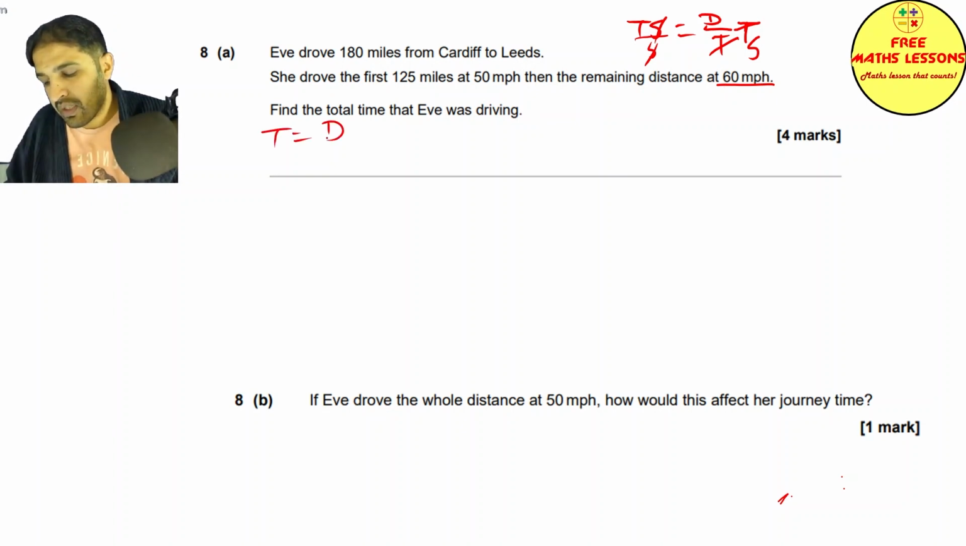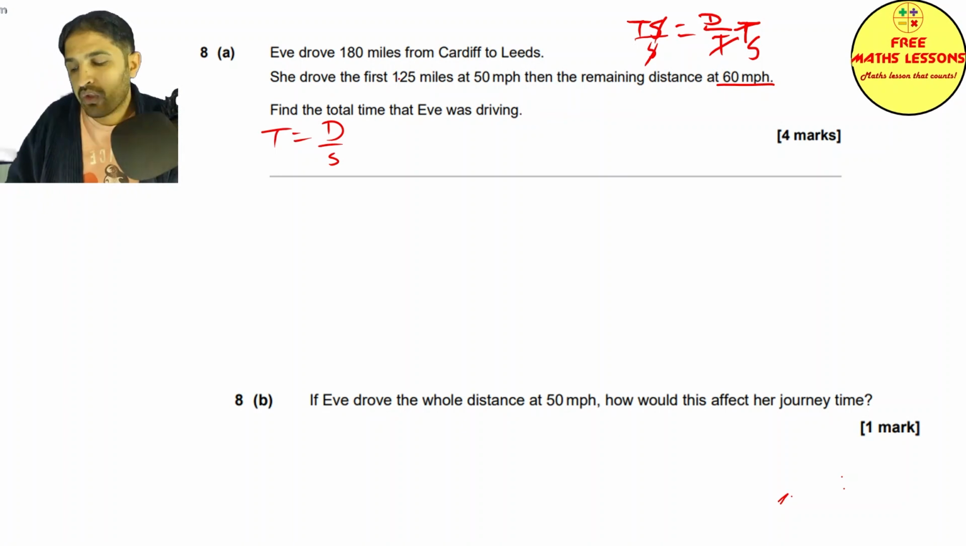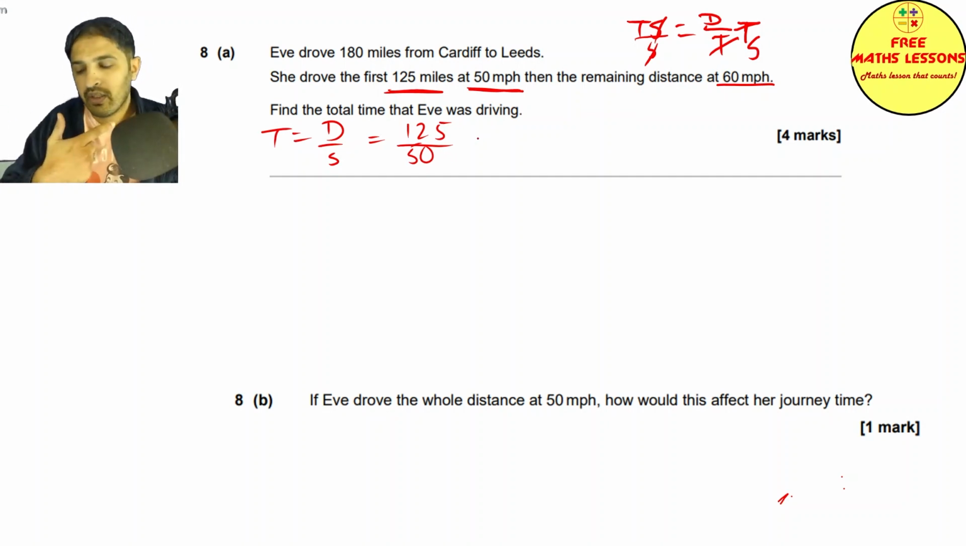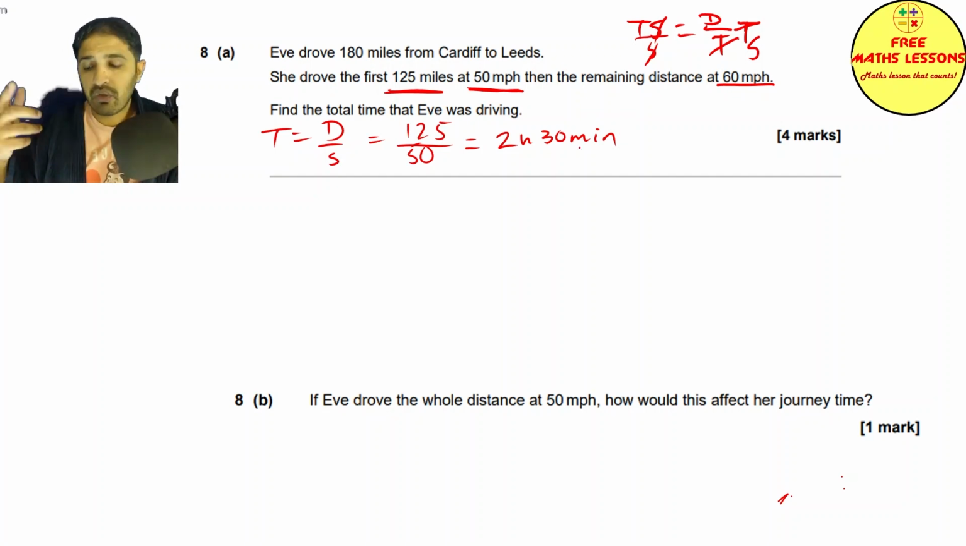So we're going to write that down. Time is equal to distance divided by speed. Eve first drives 125 miles at 50 miles per hour. So the distance is 125 and the speed is 50 miles per hour. So what we're doing is 125 divided by 50. I can go off in 50s, 50, 100. So only 2. And then you've got the 25 miles left over, which is half of 50. So you'll take another 30 minutes, so 2 hours and 30 minutes. And that will get you at least 2 marks there.